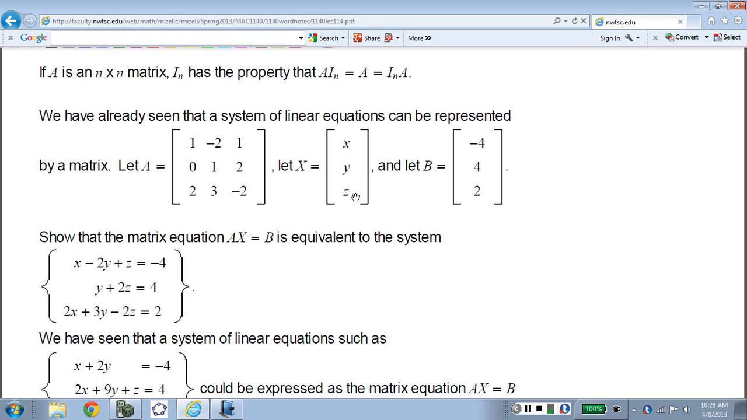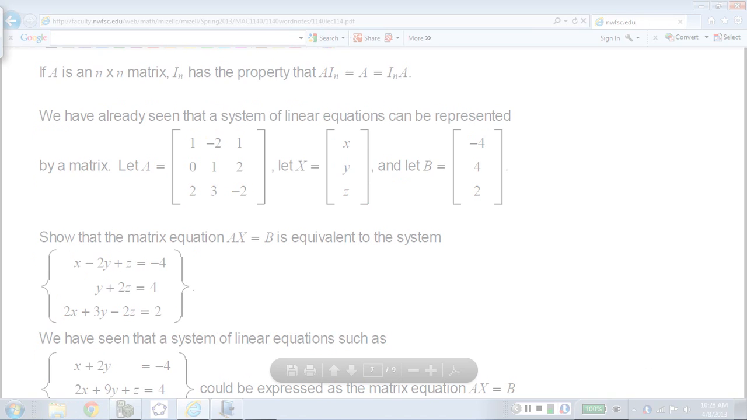be a column matrix consisting of an x, y, and a z. Basically, it holds the variables for our system. And negative 4, 4, 2, this matrix is going to hold the numbers on the right-hand side. So consider this system down below. If we extract the key information from this system, the coefficients go in this square matrix A, which is called the matrix of coefficients.